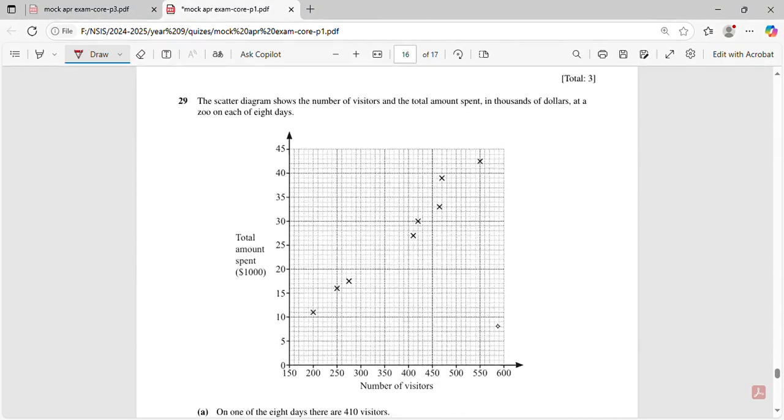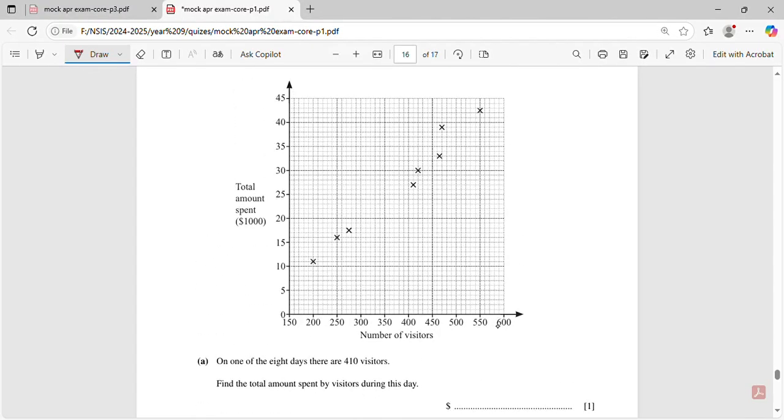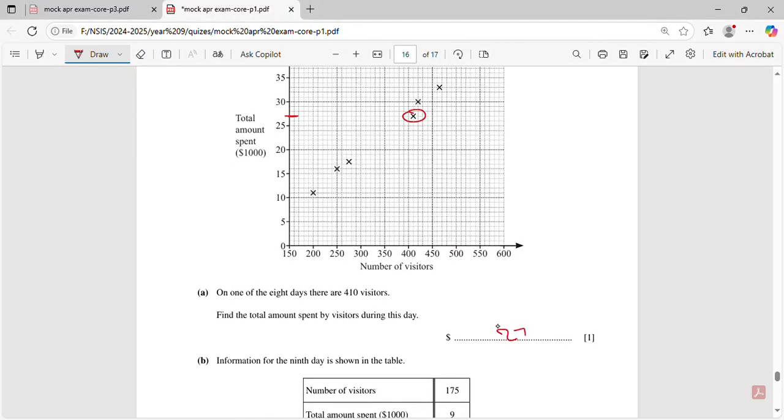Now here I have a scatter diagram showing the number of visitors and total amount spent in thousands of dollars. Okay, and he said that on one of 9 days there are 410 visitors. Find the total amount spent by the visitors on this day. So 410, as you can notice, is this one. I have to look here, which is what? 27. Perfect. It's exactly 27.